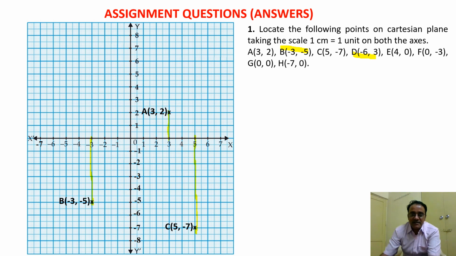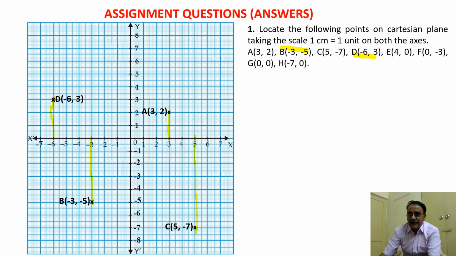Now next is (-6, 3). So -6 x पे जाएंगे और 3 is above, तो 3 तक जाएंगे हम लोग, right? We are moving towards 3. So this is 3. So this is (-6, 3). Now point E is (4, 0).